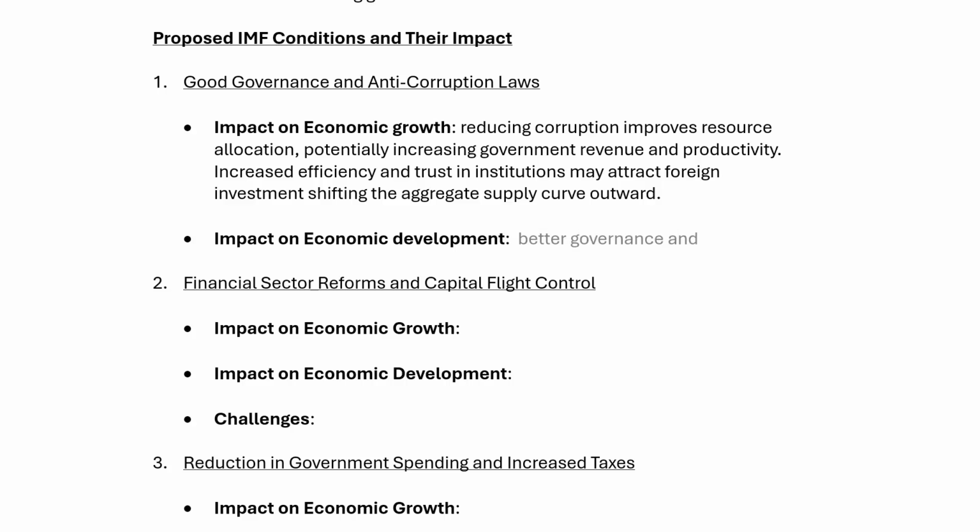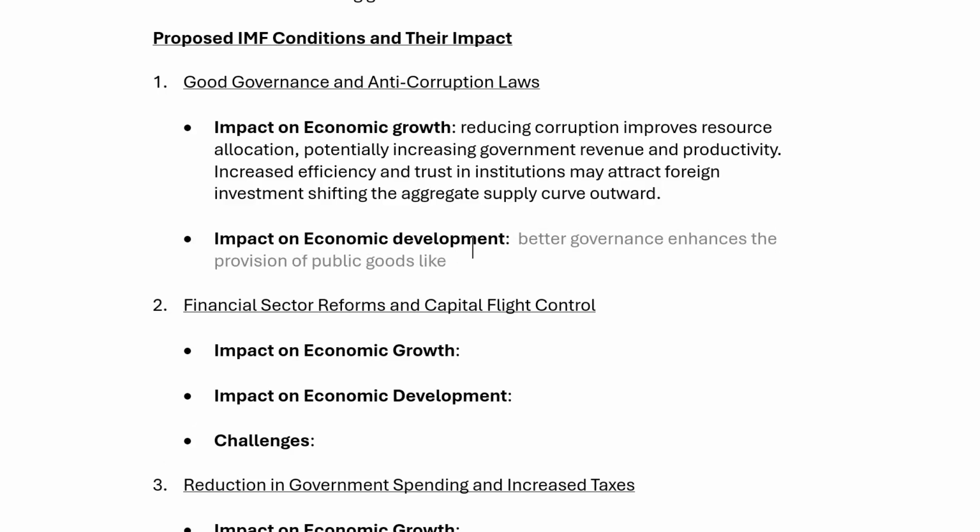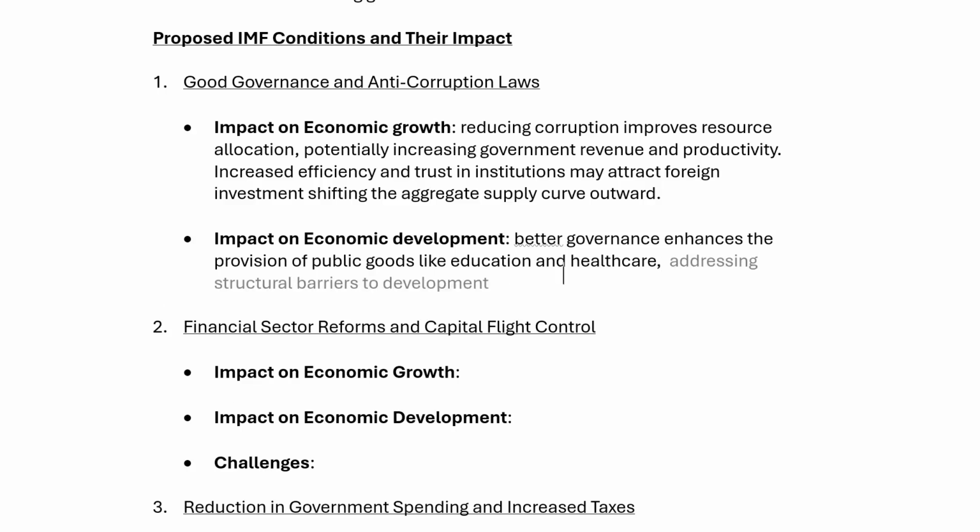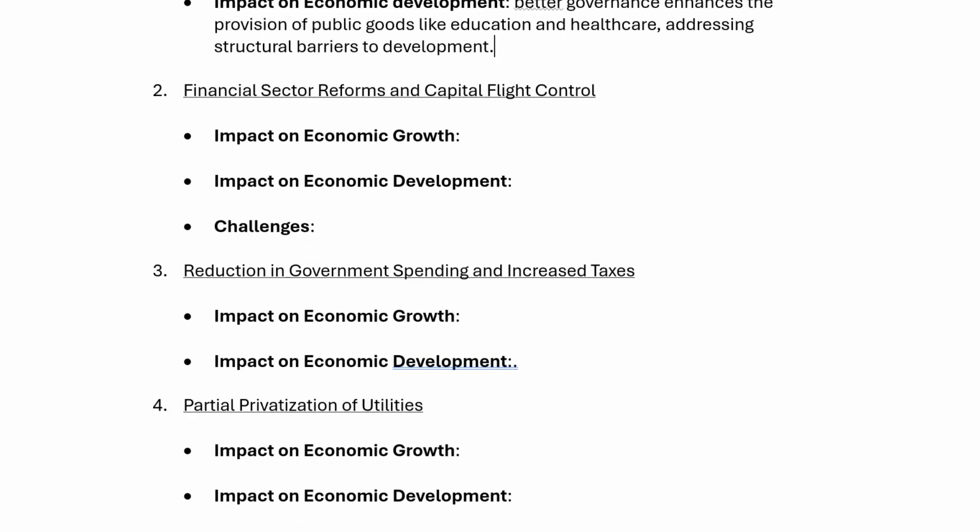Better governance enhances the provision of public goods like education and healthcare, addressing structural barriers to development. Okay, so that does it for the first policy, which is about good governance and anti-corruption laws. Now, the second policy that the IMF is requesting is financial sector reforms and capital flight control. So the impact on economic growth.